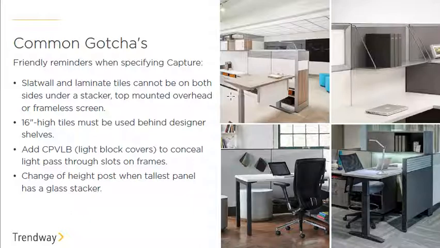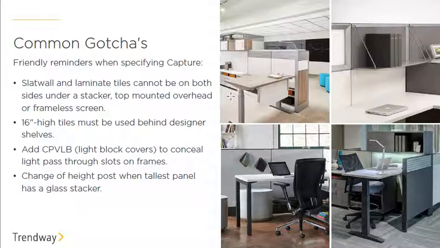So lastly, some common gotchas we want to mention. These are just friendly reminders to keep in mind when you're specifying CAP. They may not be in bold black and white, so we want to make sure that you are aware of them when you are specifying. Slat wall and laminate tiles cannot be on both sides under a stacker, a top-mounted overhead, or frameless screens. It's due to the way that they connect.